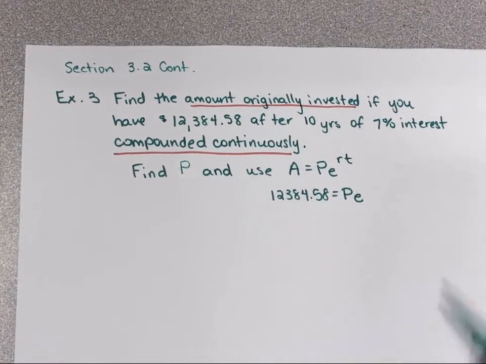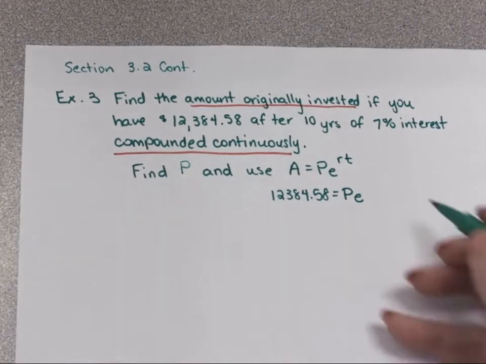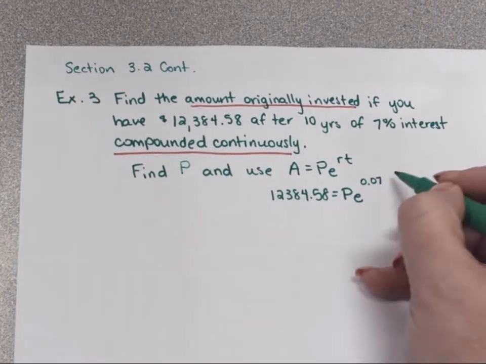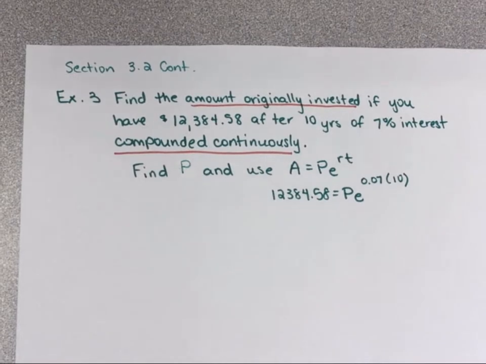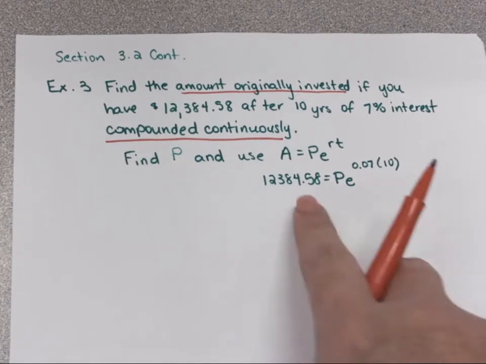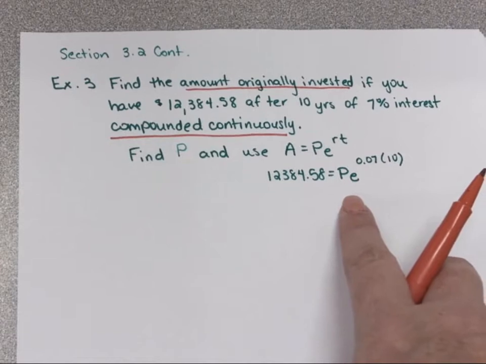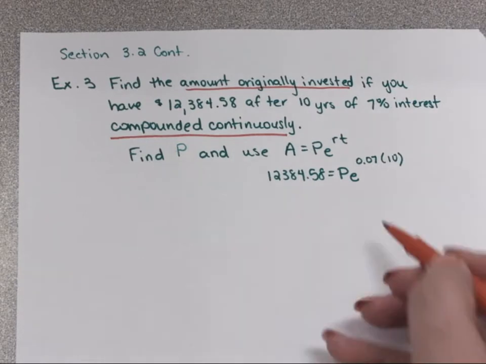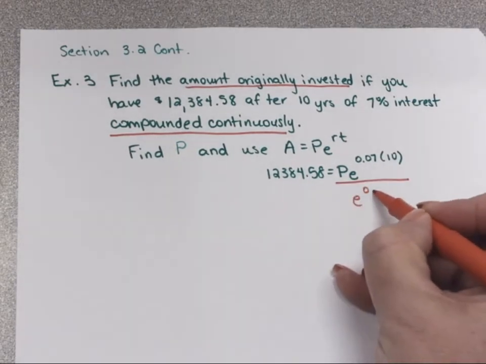And then we have e raised to the what? What's the rate written as a decimal? 0.07, not 0.7, right? That would be 70%. So 0.07 times 10 becomes the exponent. What I don't want you to do is round a bunch of times in the middle of a problem. Realize that e to this blah, blah, blah power is just a number. So we have P times an ugly number, and I'd rather not have that ugly number, right? So what's the opposite of multiplying? It's division, so I'm just going to divide by the entire e term.